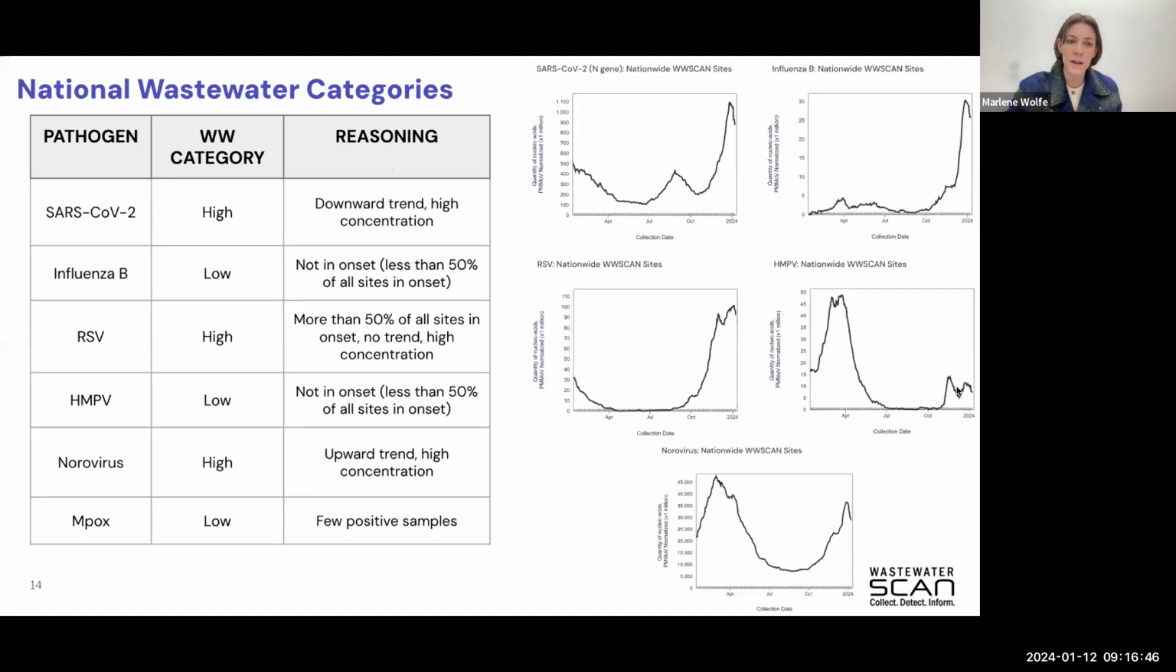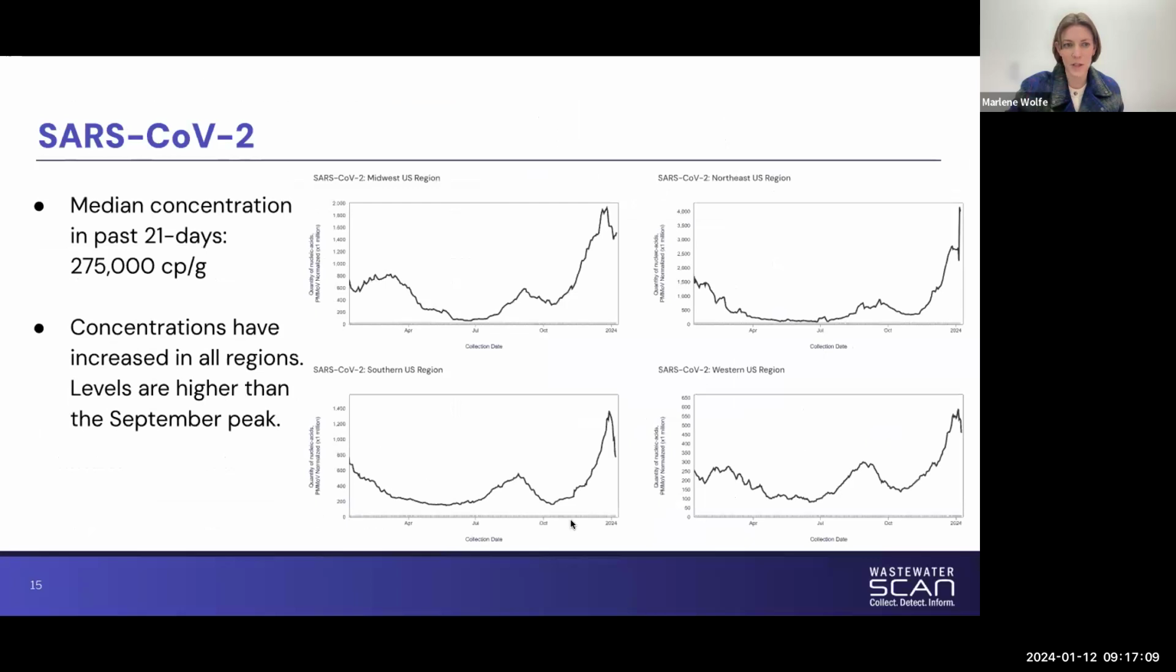And then norovirus is in the high category. We have had an upward trend recently and high concentrations. So you can see that from that summer period of a low, we are back up to pretty high levels for norovirus. And then Mpox is in the low category with very few positive samples. We'll dig in a little bit more into each of these.